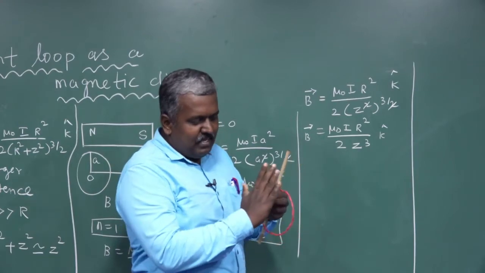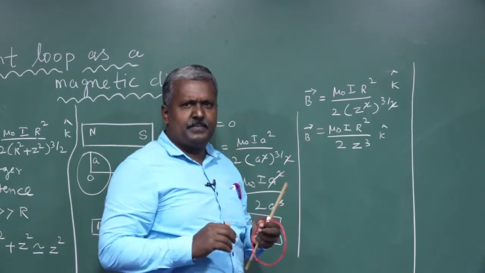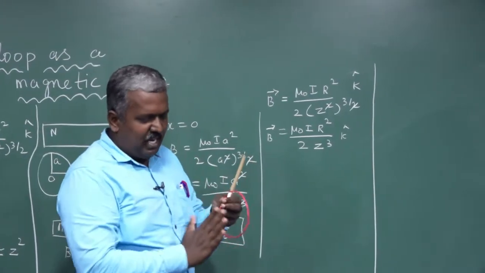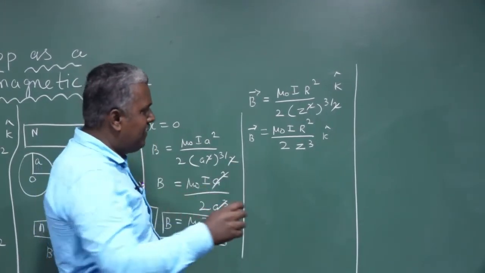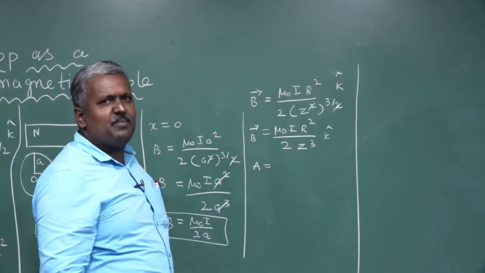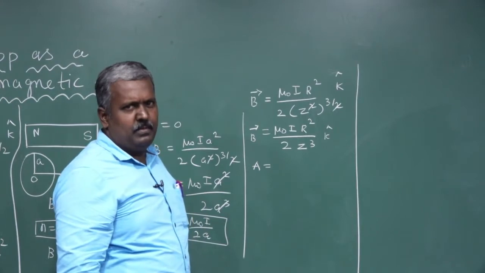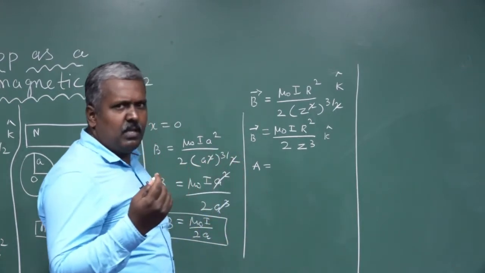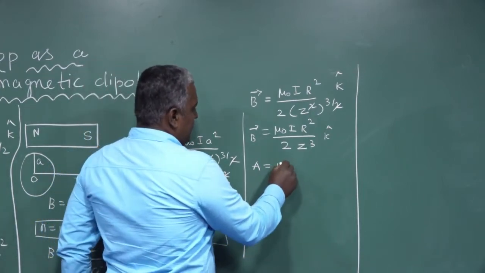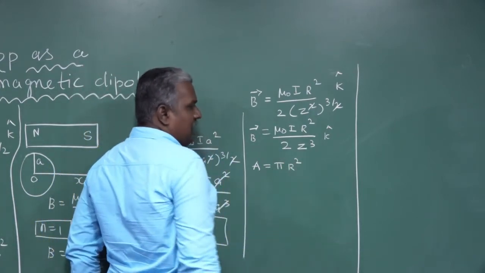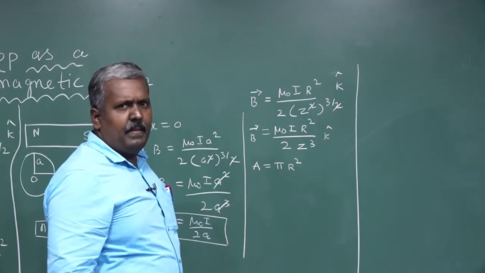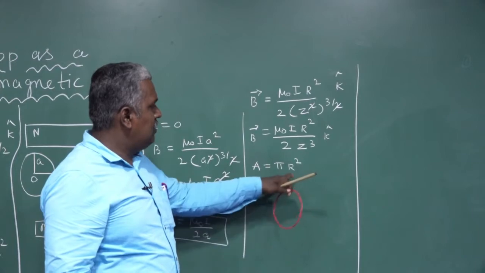That means the area of the circular current loop. Let us consider capital A, the area of the loop. It is a basic formula you have already studied in mathematics. Area of a circle: A is equal to pi r square. From this formula, we can write the formula for r square.